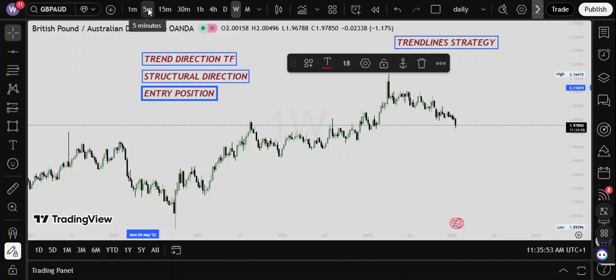Now, one of the advantages that top-down trendline has is that it gives you support and resistance areas. It gives you your take profit area. It gives you your stop loss area. Everything that you need just from a trendline. Now, how do we go about that?